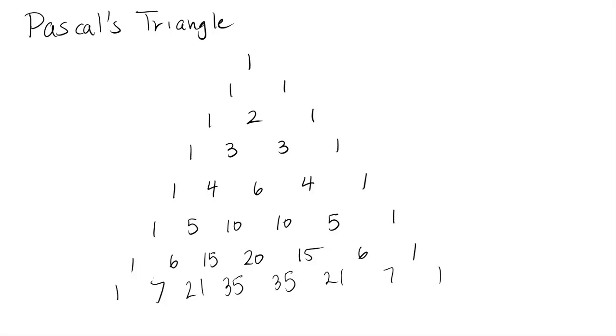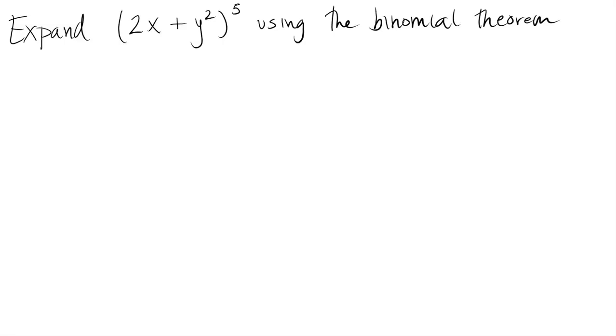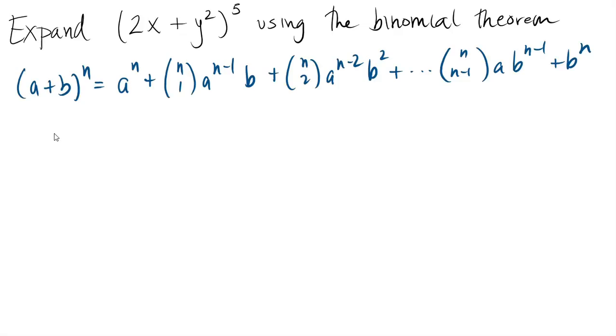Now that we're armed with two ways to get these binomial coefficients, let's do some more expansions. This says expand the binomial 2x plus y squared raised to the 5th power using the binomial theorem. Let me copy the theorem down again. Okay, we want to do 2x plus y squared raised to the 5th. The first term of our expansion is the first term of the binomial raised to the total power. So this is 2x raised to the 5th power.